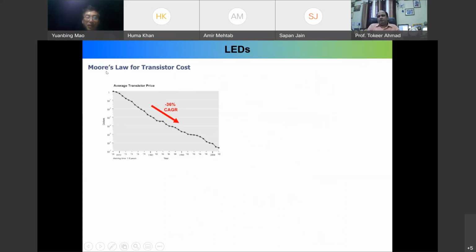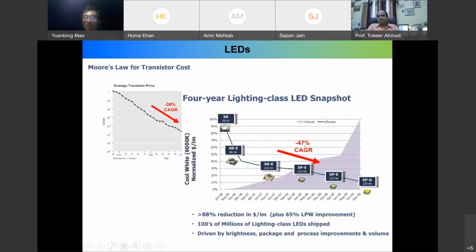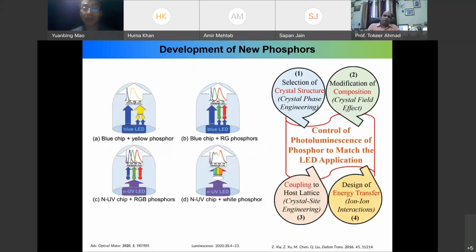Then the other thing is we all know Moore's law, right, for transistor cost. It shows this. LED is actually even going much faster than the transistors. And so to develop new phosphors, there are different designs. That's what I want to go back to as well.